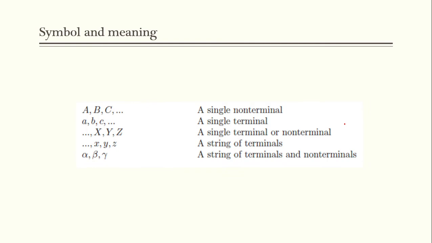Okay, so here are some symbols and meanings that you need to know in order to understand the next examples. The first one, capital A, B, C, is a single non-terminal. A small letter is a single terminal. X, Y, Z is a single terminal or non-terminal. The small letters x, y, z are a string of terminals. Alpha, beta, gamma are a string of terminals and non-terminals. So these are the symbols that we are going to use in the future examples.